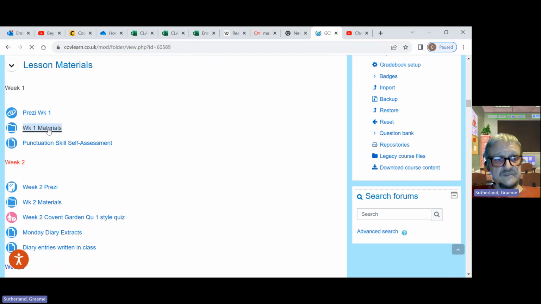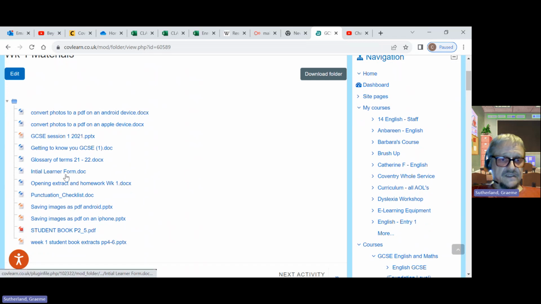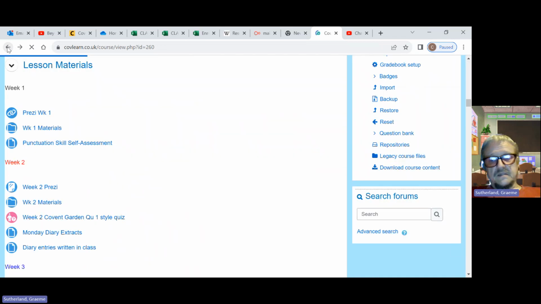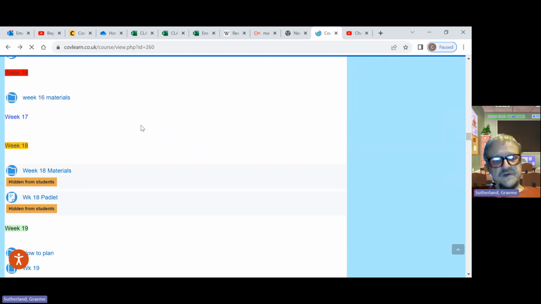So if I look at the materials for week 1, you can see that these are some of the things that the tutor might be looking at. This would allow you to look at the materials or download and print a copy of something. Maybe you've lost your handout or you missed the class. It'll be there.